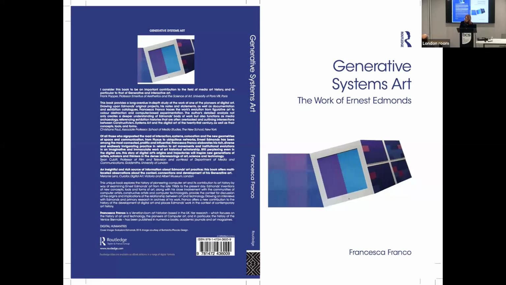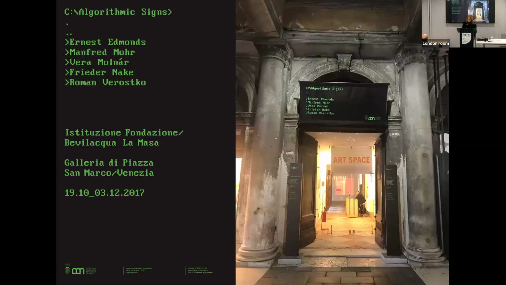And the main challenge I set myself was finding ways to integrate computational art into the broader story of traditional art history. And one of the biggest questions I had is how do we bring the stories of these pioneers to life? In 2017, I had the chance to curate Algorithmic Signs in Venice, which was a really exciting experience.